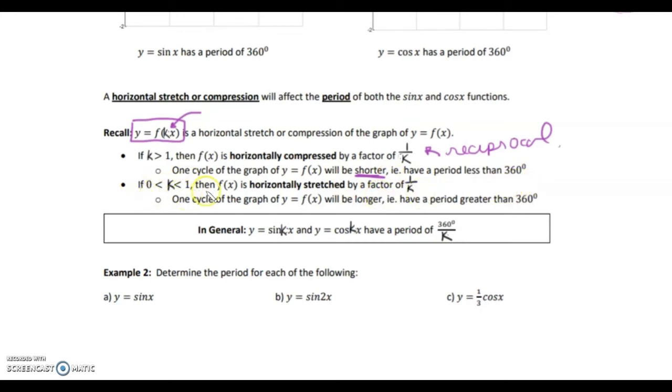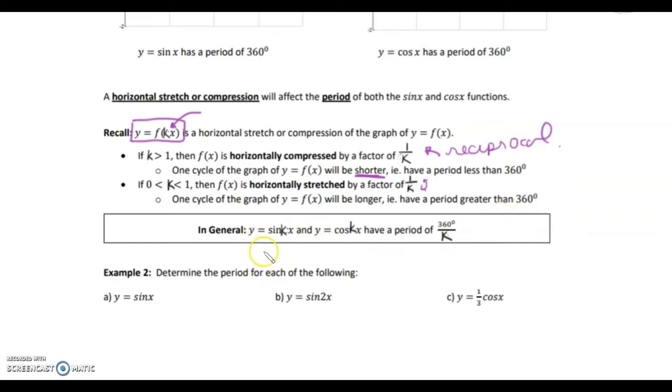Now, if we have a fraction, so if k is between 0 and 1, then it's actually horizontally stretched by a factor of 1 over k. Again, the reciprocal here. So one cycle of the graph will be longer than 360 degrees.